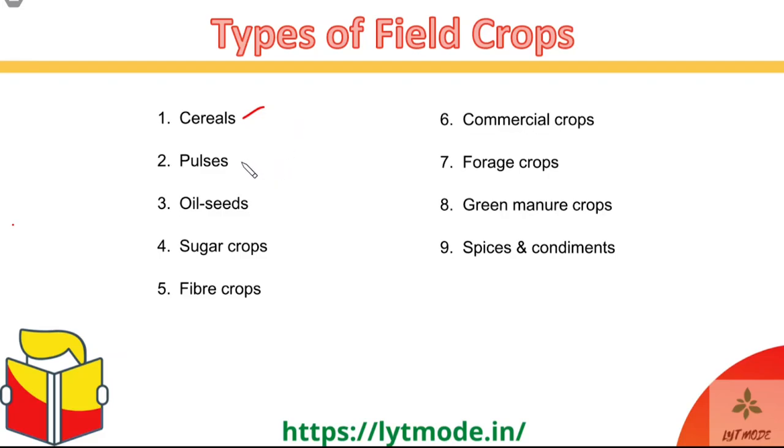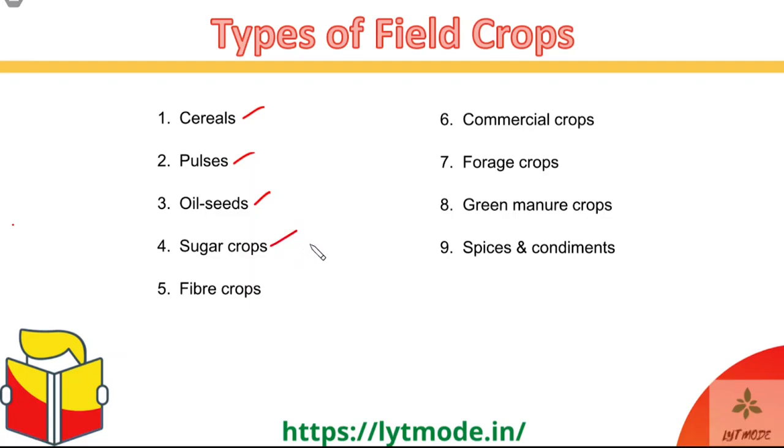Then pulses are the grain legumes which are used as food. So they are basically high protein rich legumes, and pulses are again a very crucial aspect of our diet. And the examples of pulses, you can take grams, beans, peas, all of these come under pulses. So that is the second categorization. Then there are oil seeds. These are basically grown for their oil. So oil is extracted out of these seeds. For example, you can say sunflower is there, then groundnut is there, then castor seeds, soybean, all of these come under oil seeds. Then there are the sugar crops.